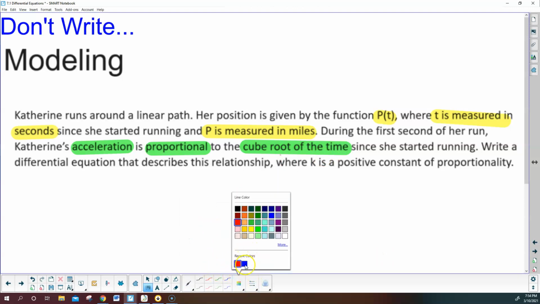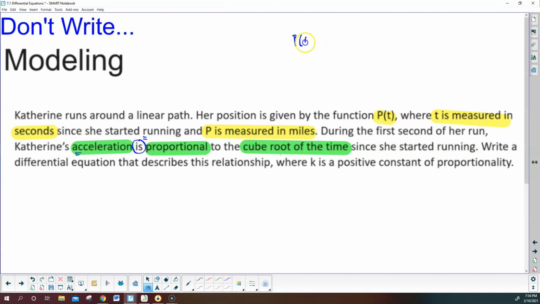Math, as we read math equations, we want to read very literally, right? The word is stands for equals. So the acceleration, well, wait a minute. We know what acceleration is, right? Compared to p of t, which is position, acceleration is a of t. But we're going to set this up here. So what do I know? I know p of t is position.